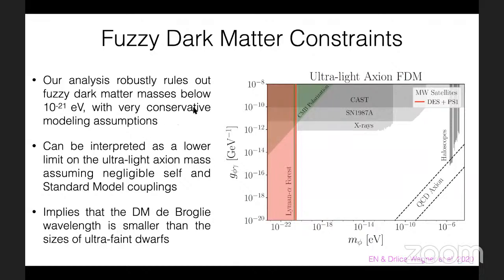And as I said, this is conservative. So this limit, depending on your assumptions about the effects of fuzzy dark matter, can easily become 10 to the minus 20 or even more stringent. So this can be interpreted as a lower limit on the mass of ultralight axions, which are a popular kind of candidate for fuzzy dark matter.